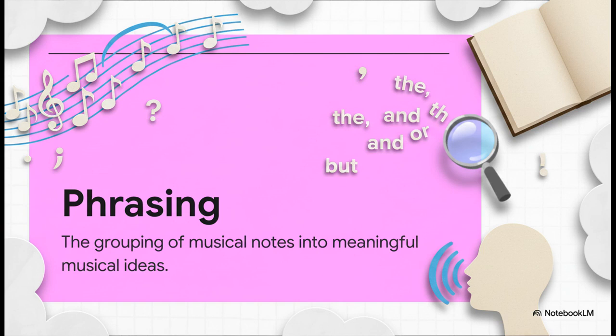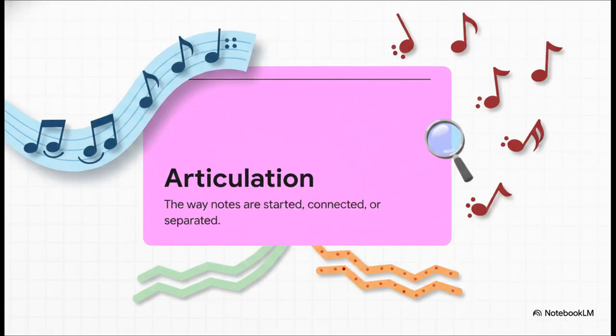Phrasing is the grouping of musical notes into meaningful musical ideas. You can think of phrasing as musical punctuation. I mean, imagine if you were reading a book out loud without any commas or periods. It would just be a long, exhausting string of random words, right? Well, music works the exact same way. Phrasing is how you teach a student to group notes together to create a compelling musical sentence, letting the music breathe naturally. Next up is articulation.